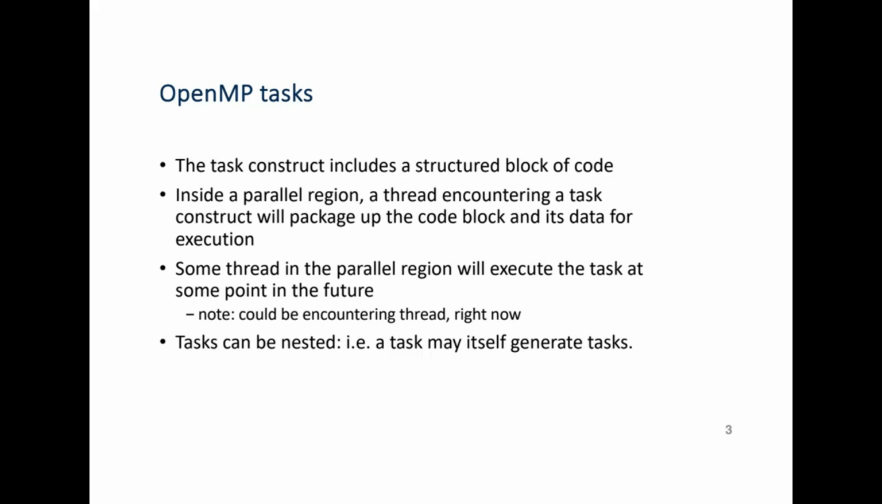As with other OpenMP constructs, tasks will only do anything useful if we're already inside a parallel region. In OpenMP, a parallel region is the only mechanism for creating multiple threads. The task construct itself does not create threads, and it only does something useful if we're already executing inside a parallel region.